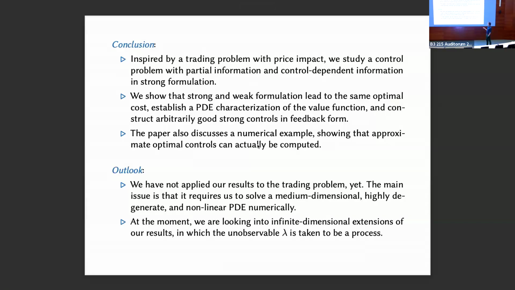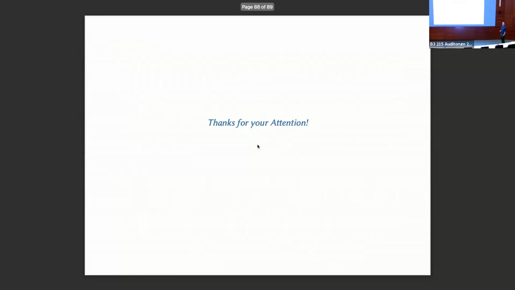And then finally, we're looking into infinite dimensional extensions. So for example, where you take lambda not just to be a random variable, but this might be an entire process of time, and then things get more complicated. The extra states that you get are infinite dimensional, and then things become more complicated. Thank you very much for your attention.